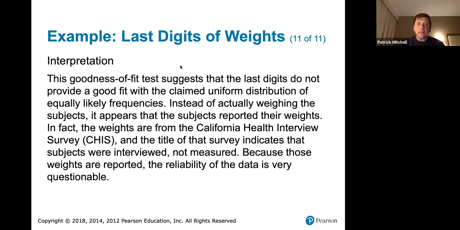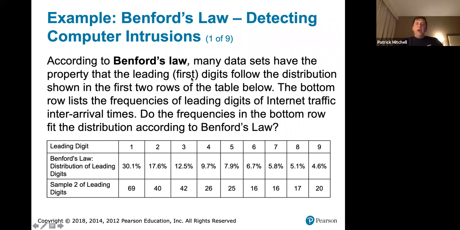All right, here's another example. I learned something new from this one. According to Benford's law, many data sets have the property that the leading or first digits follow the distribution shown in the first two rows of the table below. The bottom row lists the frequencies of leading digits of internet traffic inter-arrival times. Very computer science-y example. Do the frequencies in the bottom row fit the distribution according to Benford's law?